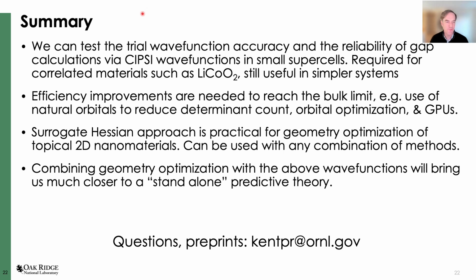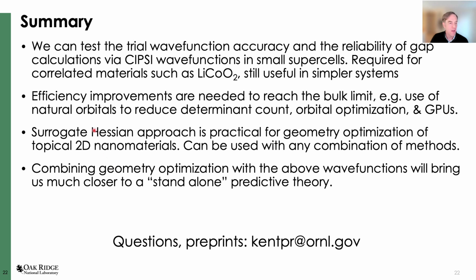So then just to summarize all of this work, what we've seen, certainly in the last part of the talk, is that we can now begin to test the accuracy of trial wave functions and actually improve the reliability of gap calculations using these selected CI wave functions. We do need to make some efficiency improvements, though, going forward, and we have some ideas for this. For example, the use of natural orbitals, which should accelerate the convergence of the CI using optimized orbitals in the expansion. And then also we have recently ported this code to GPUs, so that should give a significant speed up as well.